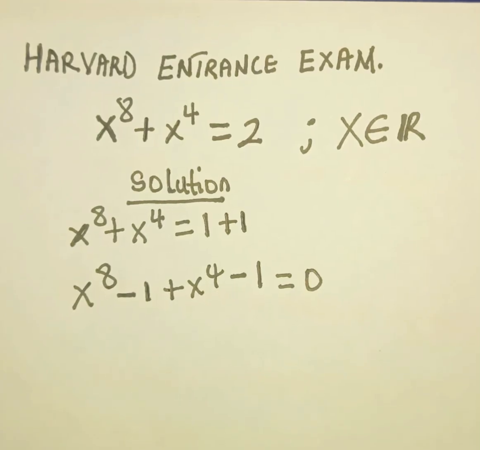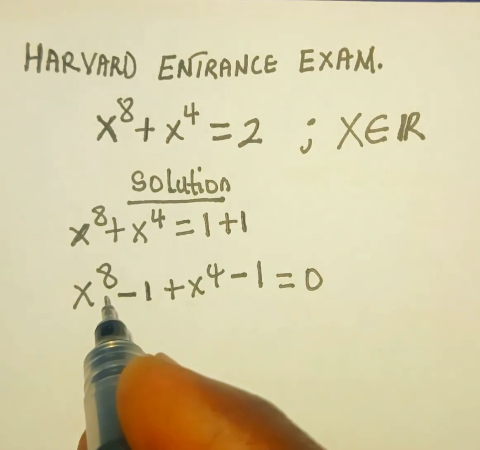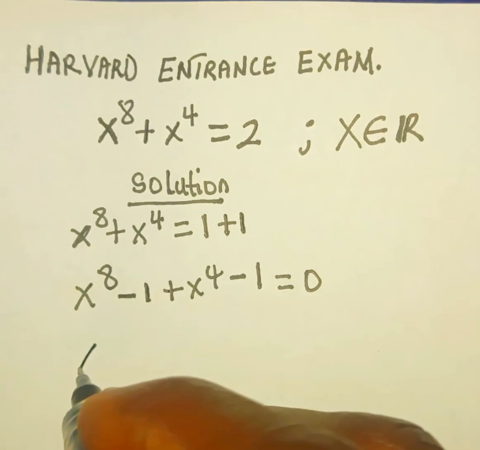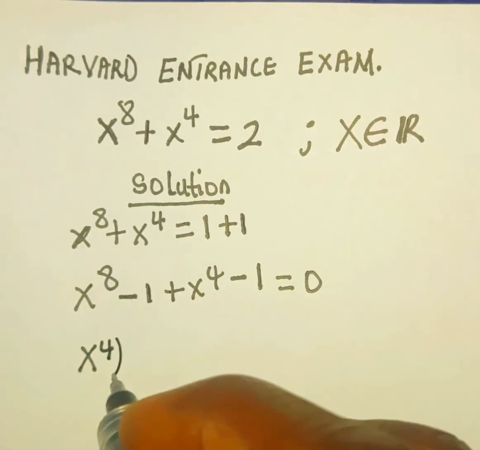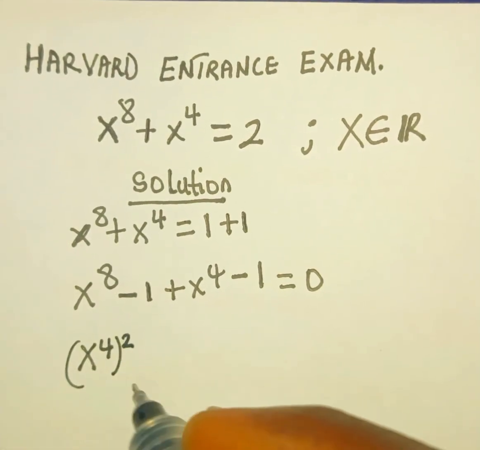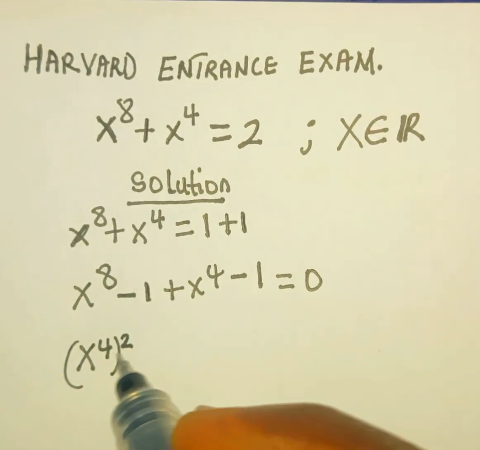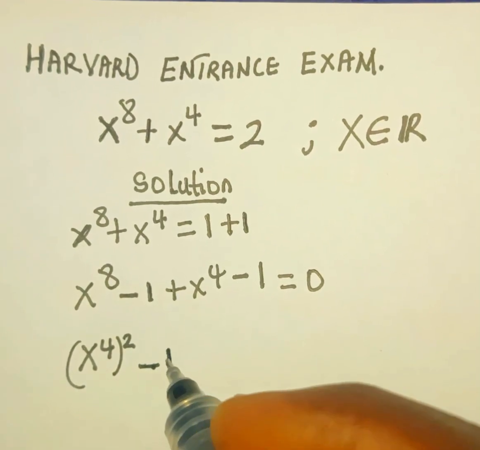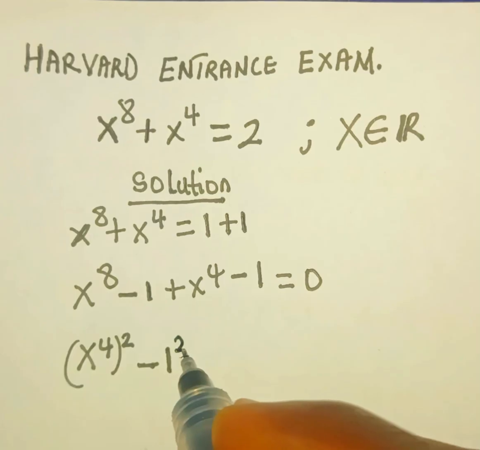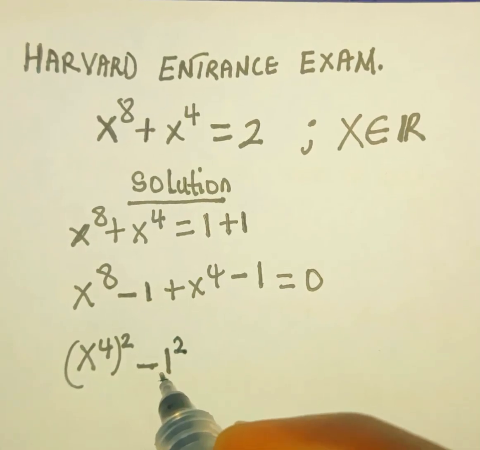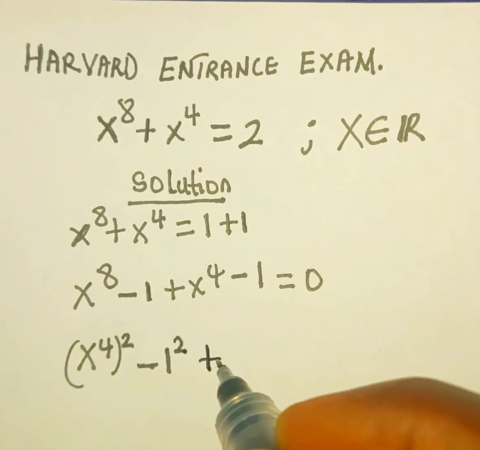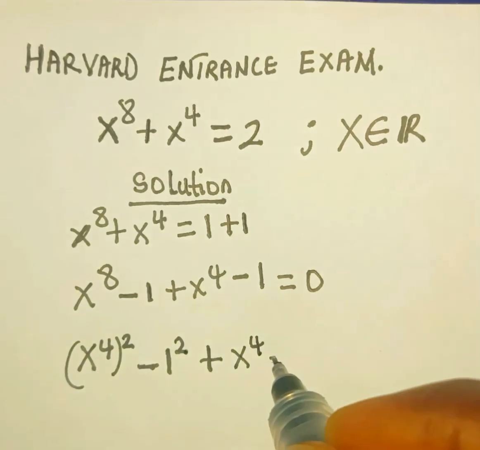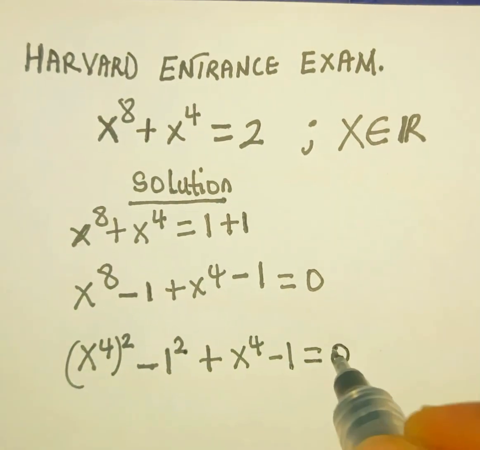Now the next thing we're going to do is to recall that this x to the power 8 can also be written as x raised to the power of 4, all raised to the power of 2. This is the same as x to the power 8 when you multiply the two powers together. Then minus 1 can also be written as 1 raised to the power of 2, because 1 multiplied by 1 is still 1. Then plus x to the power 4 minus 1, which is equal to 0.